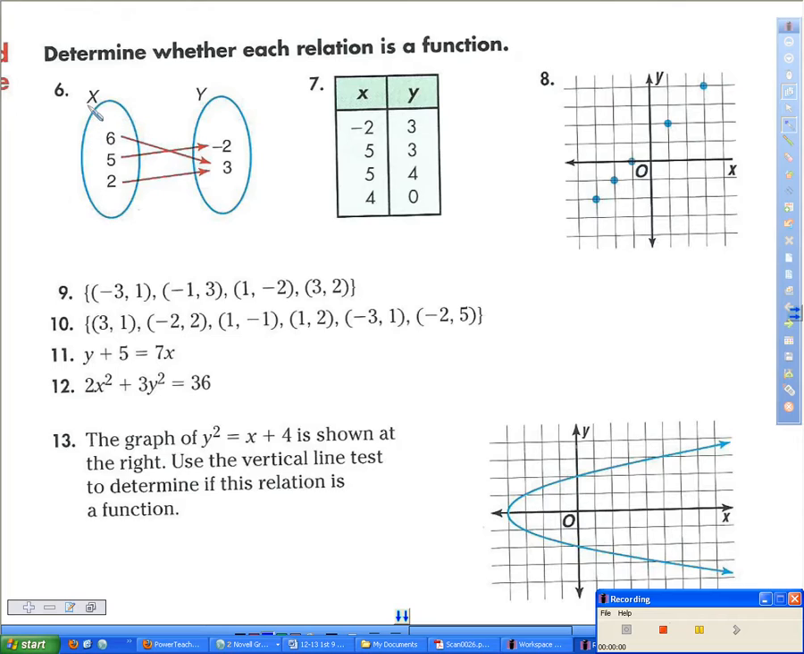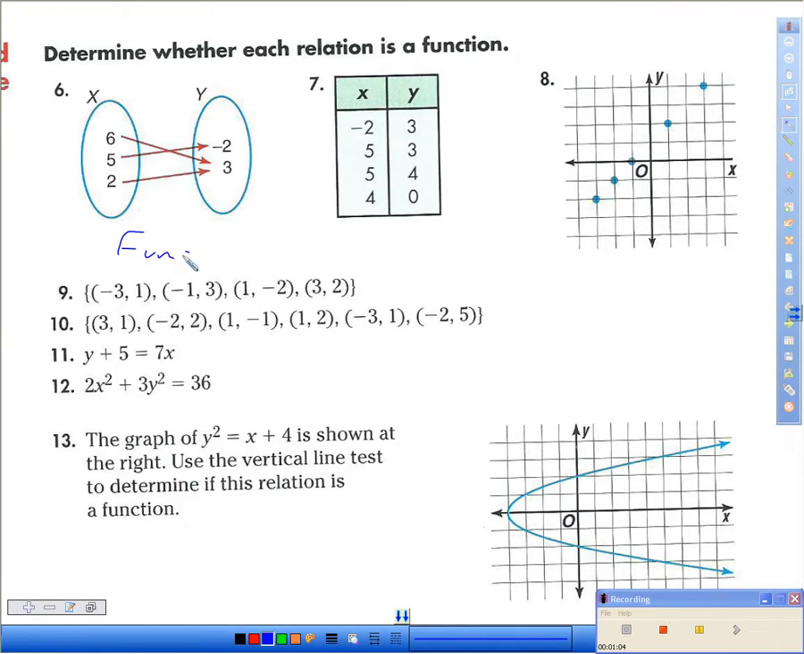So if we see an x that is paired up with more than one y value, then it is not a function. If we look at number 6, our members of the domain are listed here on the left: 6, 5, and 2. It looks like there's only one arrow coming from 6 across to the other side. That means that 6 is only paired with 3. 5 is only paired with -2. And 2 is only paired with 3, so 6 is only used once, 5 is only used once, 2 is only used once, so number 6 is going to be a function.